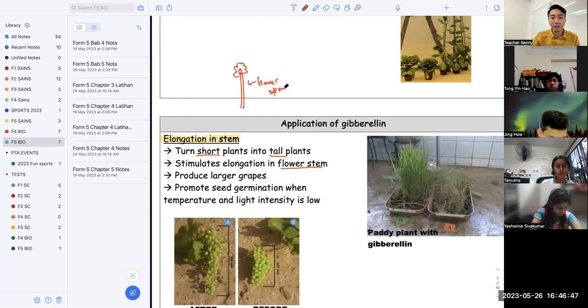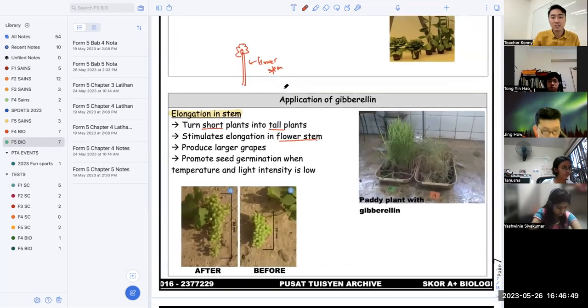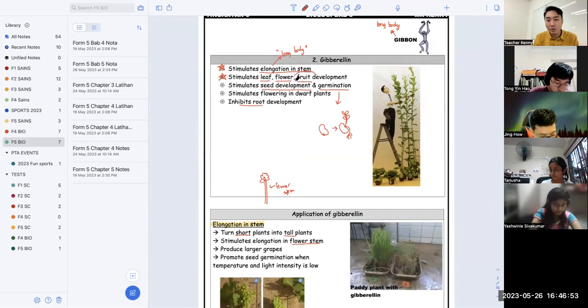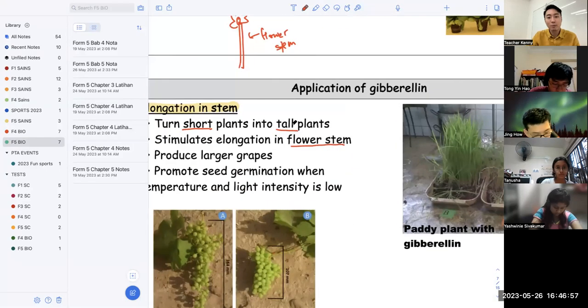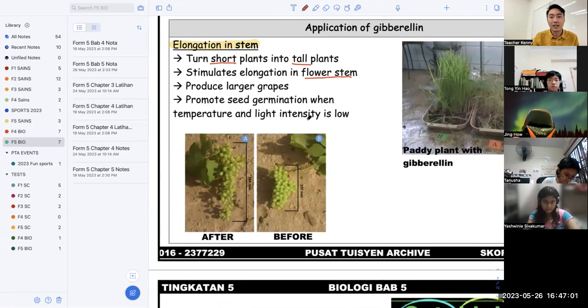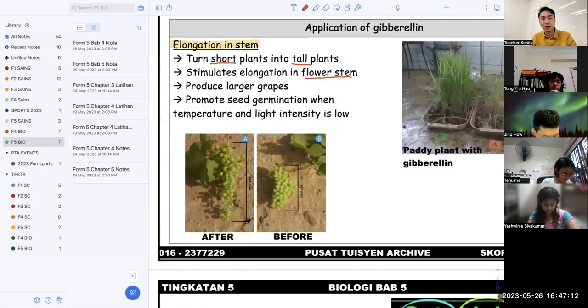All right. Now, next. Notice that it produces larger grapes. Why? Because gibberellin stimulates fruit development as well. So they make the fruit bigger. If you want bigger, nicer, juicier fruits, gibberellin can be your answer. Before, it was small, 107 millimeter, but after spraying gibberellin, it increases in size. All right, so it produces larger grapes.